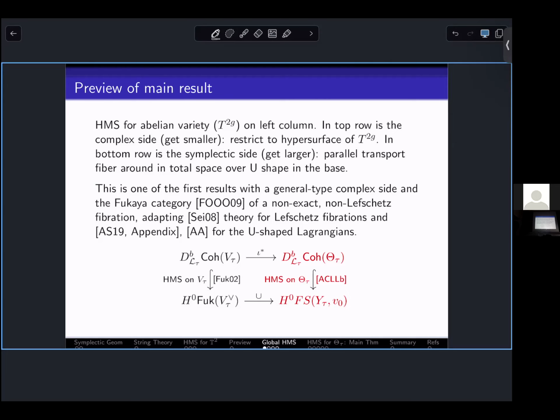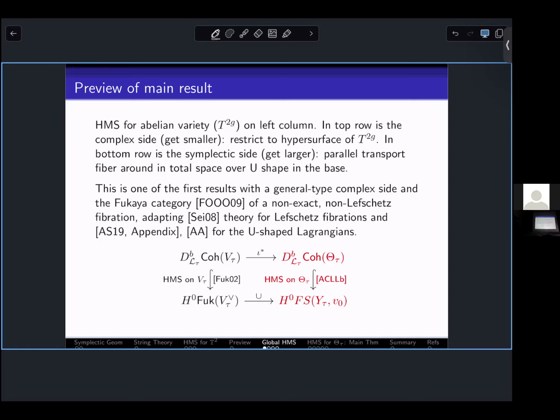The way that our work fits into the literature is, first of all, one of the first results with a general type complex side. So this theta divisor is general type. Fano is when the first Chern class is positive, Calabi-Yau when the first Chern class is 0. Those have been studied, especially Calabi-Yau, that was the first case, the mirrors to those. Here, like for genus 2, c1 is less than 0. So that's new. And for the Fukaya category, this symplectic fibration is not exact.